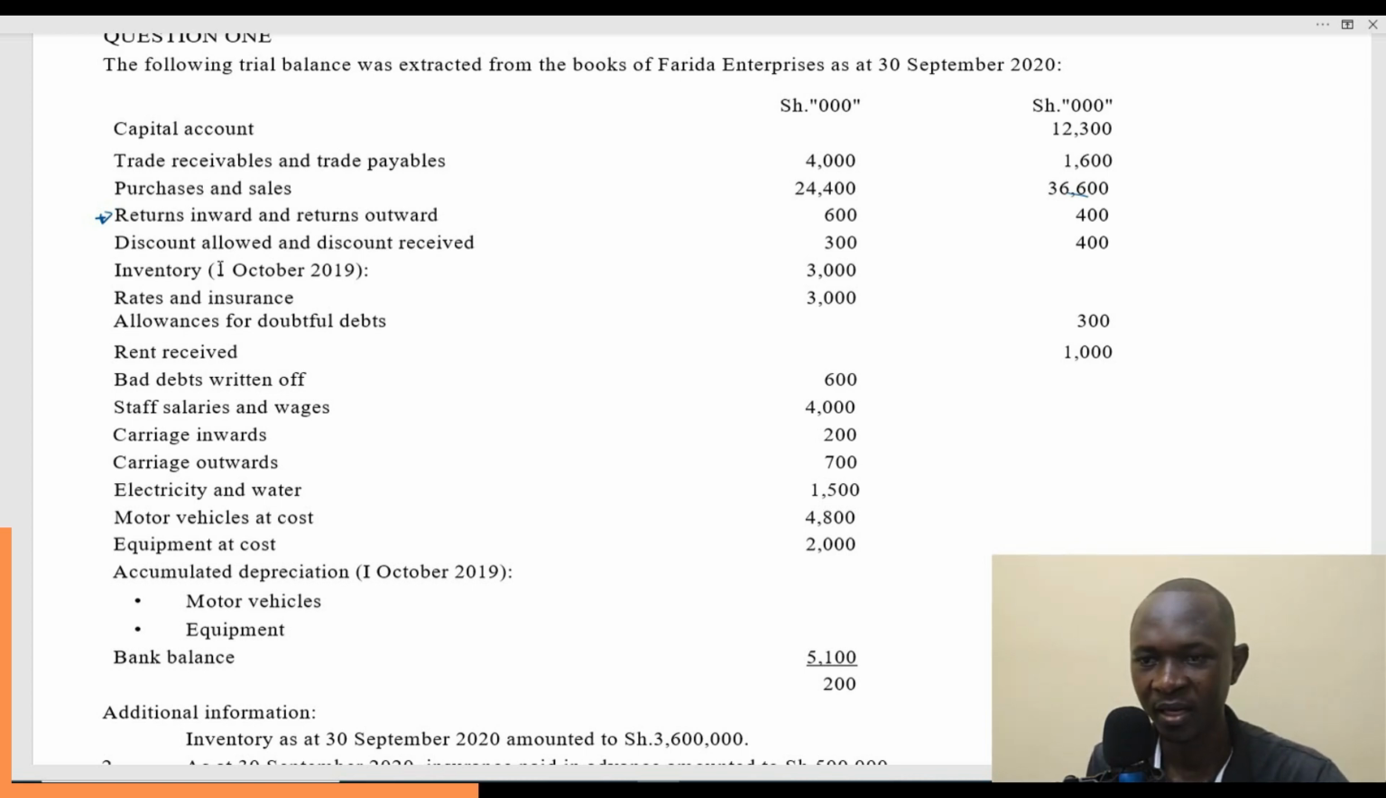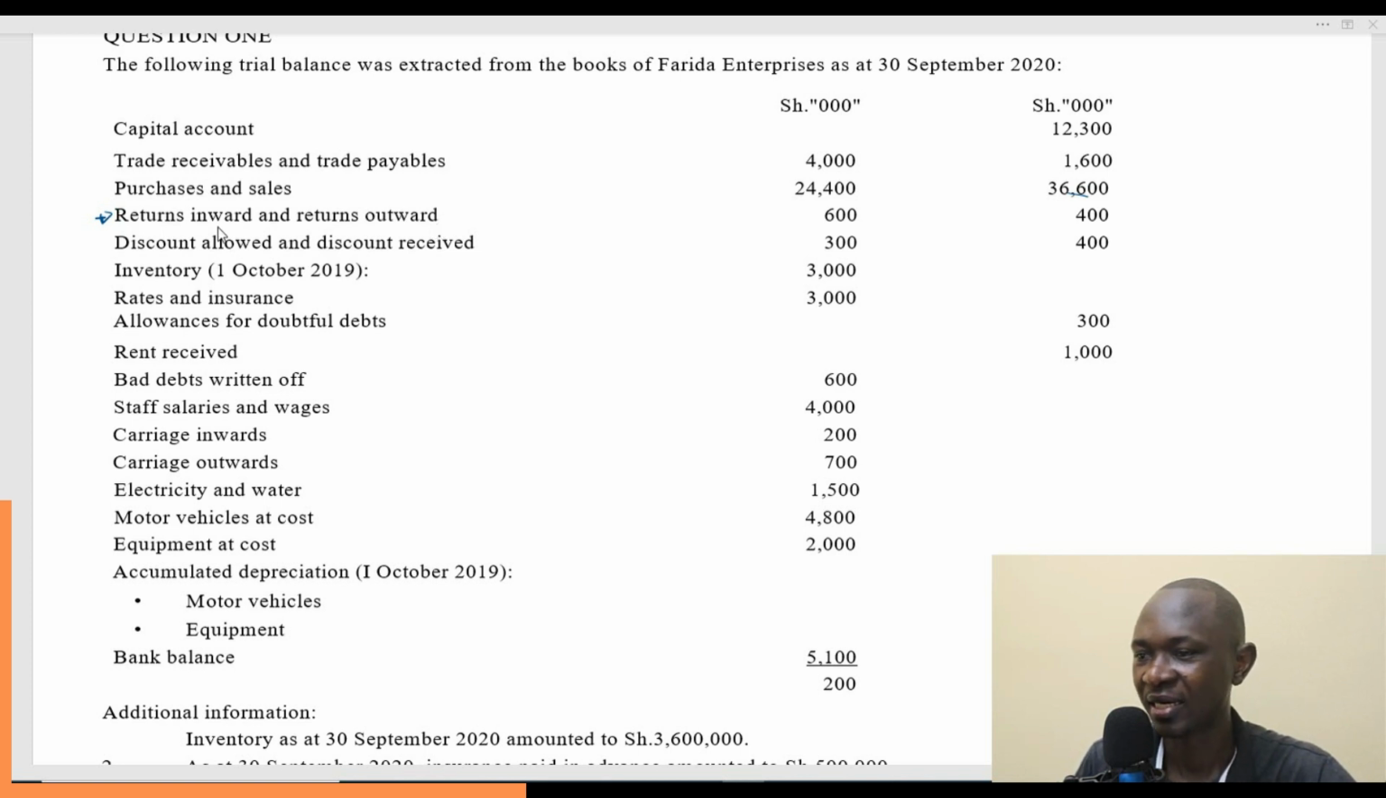So which is which? Return inwards, what you have sold to the customers. Return inwards, you have sold to the customers, and then the customers have returned the goods back to you. Then purchases, these are goods that you bought from the suppliers, and then you returned them back to the suppliers. So return inwards, customers have returned back to you the sales which have come back, and then purchases which have gone back are returns outwards. It's you who has returned them to the suppliers, and that's why we call them return outwards.